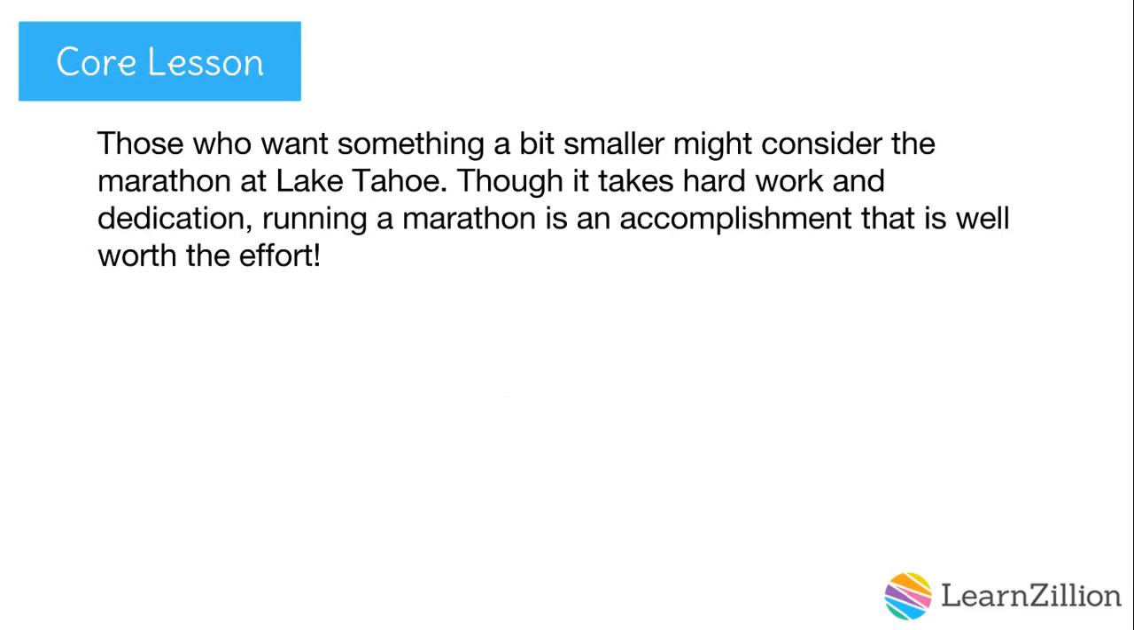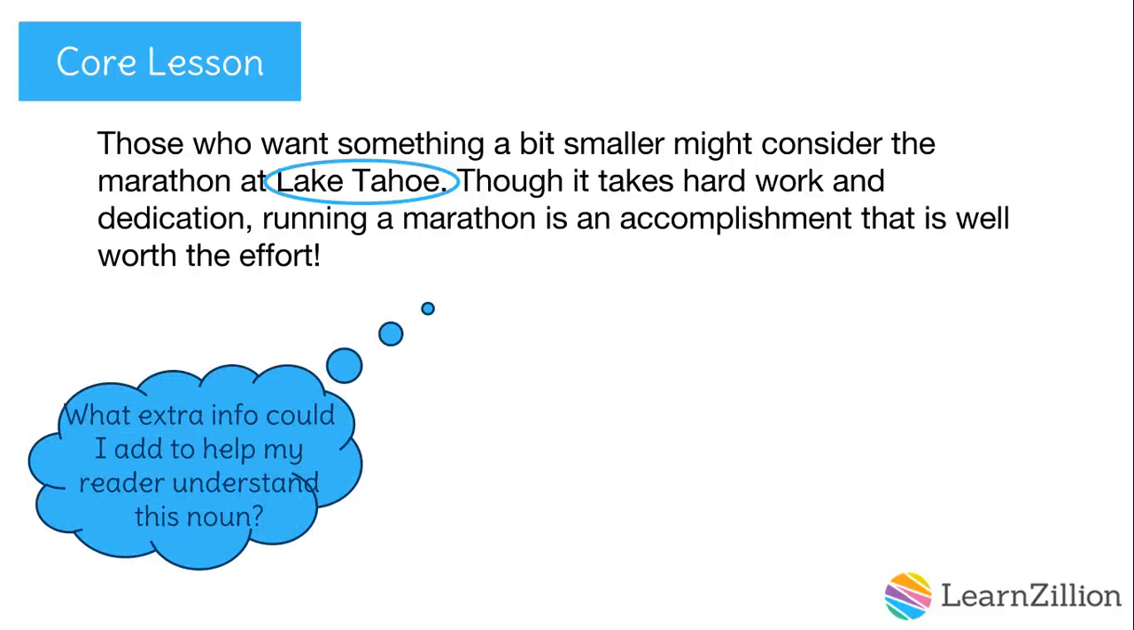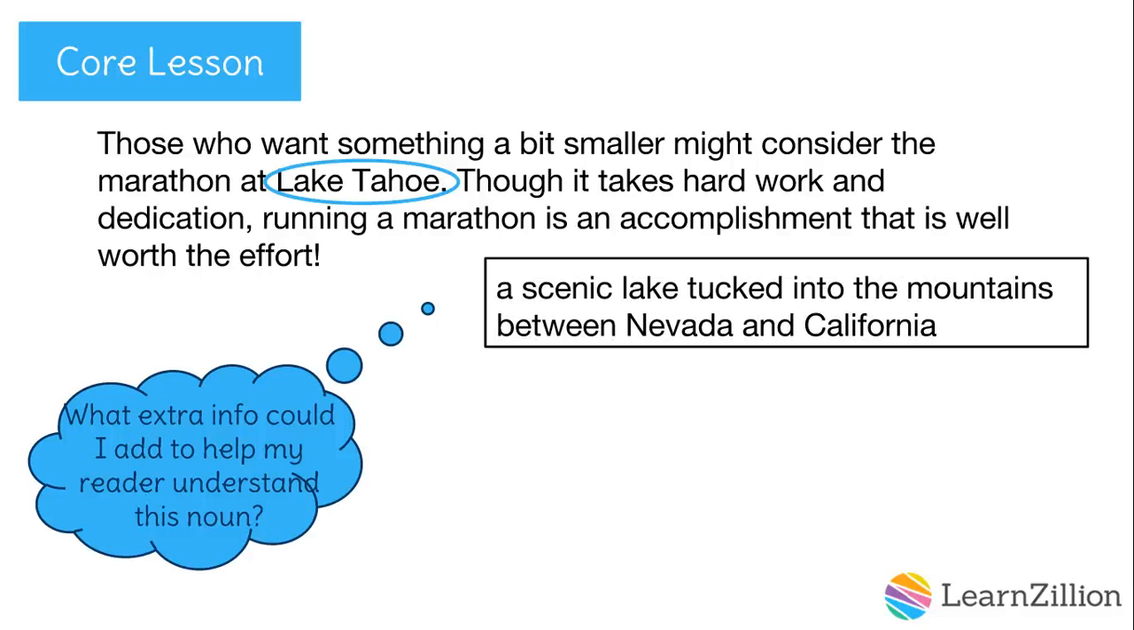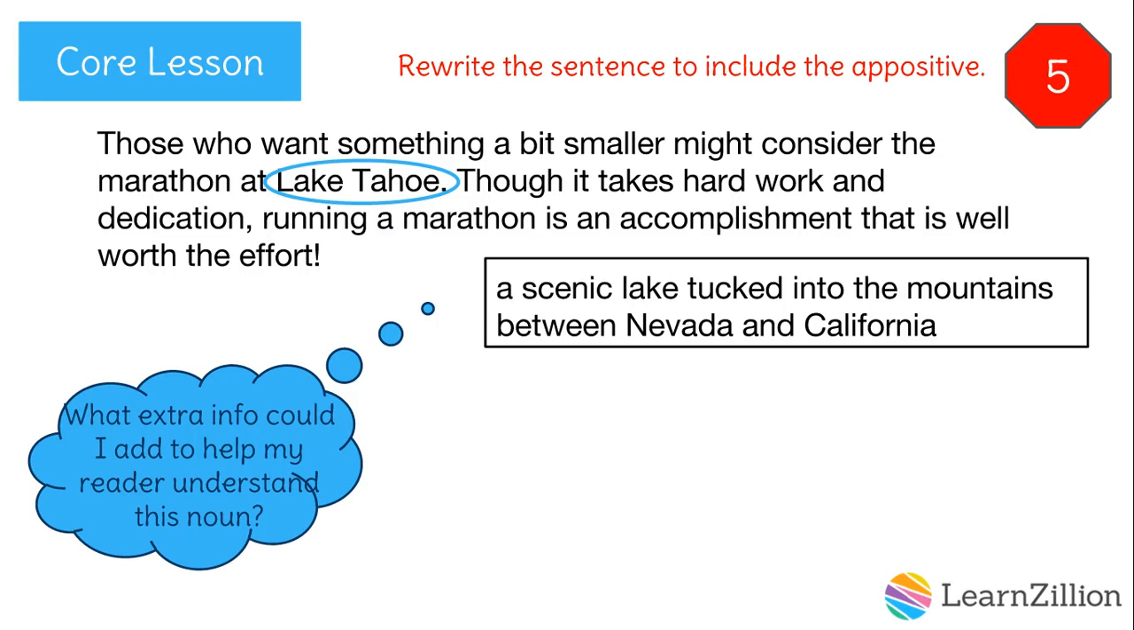Now let's take a look at our last two sentences. Are there any nouns here that might require further explanation? Well, my reader might not know that much about Lake Tahoe, so this is a good noun to explain with an appositive. What extra information could I add to help my reader understand this noun? Well, I want to explain what Lake Tahoe is, so I might say, a scenic lake tucked into the mountains between Nevada and California. You try rewriting the sentence to include the appositive. Pause the video while you work and press play when you're ready to move on.